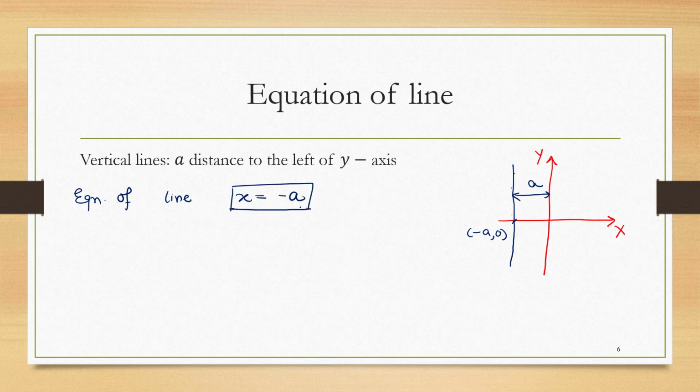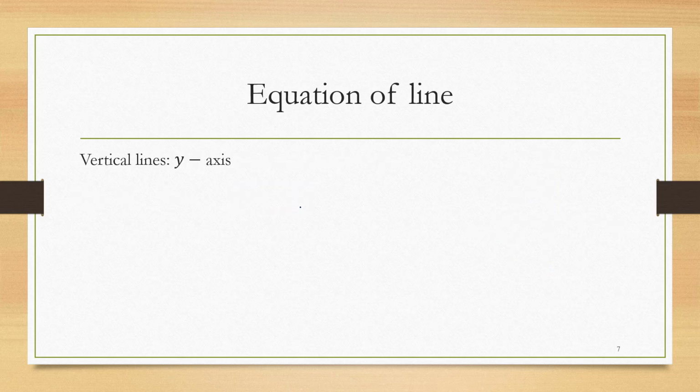Now same case if the line is exactly on y-axis. So equation of y-axis, we can treat it as equation of a vertical line which is 0 distance apart from y-axis. So equation of y-axis will be x equal to 0.